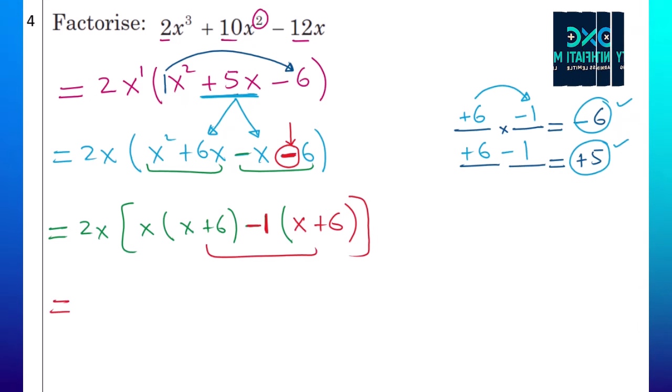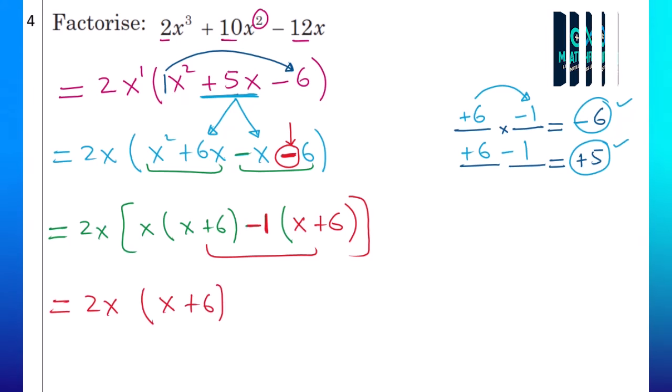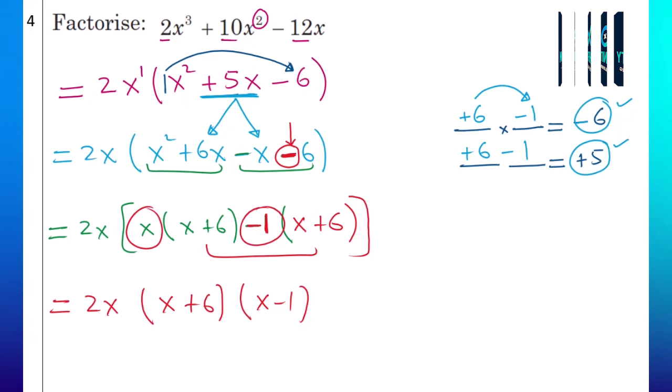So now we can write the final answer: 2x. In the first bracket, we write x plus 6, and in the second bracket, x minus 1. The number that is outside we have to write in another bracket. This is the full factorized form for this question.